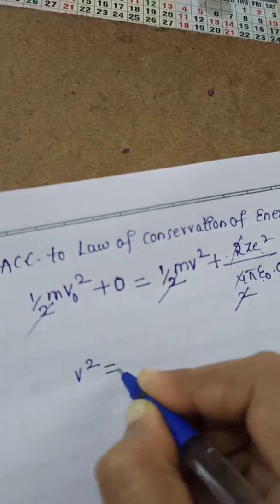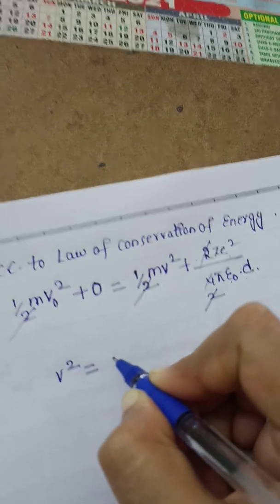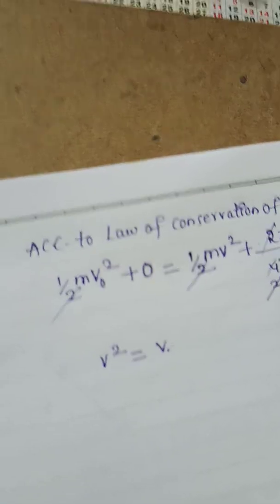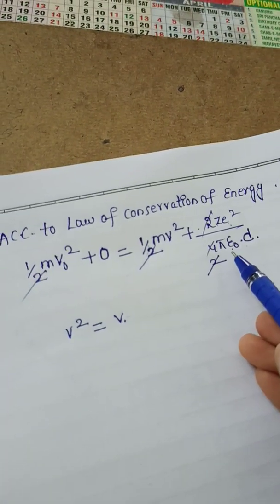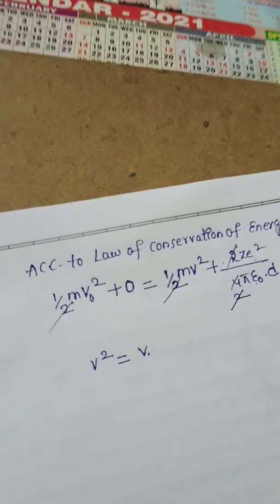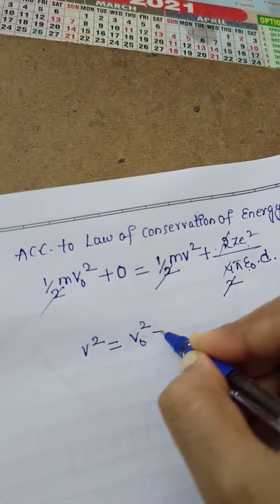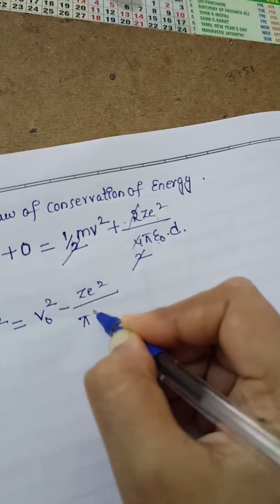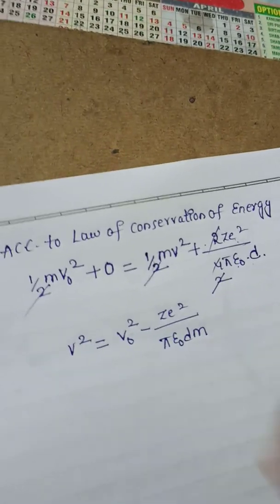Take v square on the left hand side and take all the remaining terms to the other side, that is v square is equal to m v naught square. Here m gets cancelled and the remaining m comes to the denominator. See here, v square is equal to v naught square minus z e square by pi epsilon naught d, and the remaining m comes to the denominator.